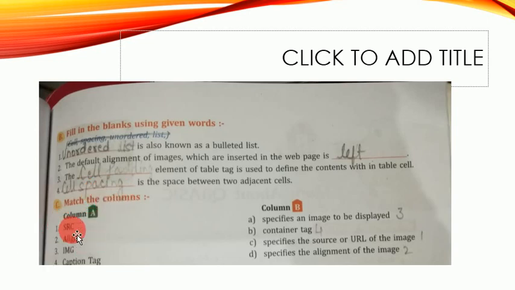Next, match the following, that is src. src is the source or URL of the image. It specifies the source of the image. Next is align, that is the alignment of the image, whether the image will go to the left side or the right side. img specifies an image to be displayed. The caption tag is a container tag. Okay, so this you have to do in your book only.